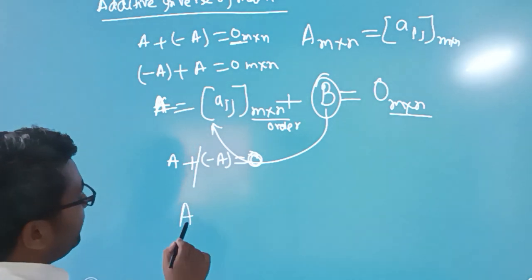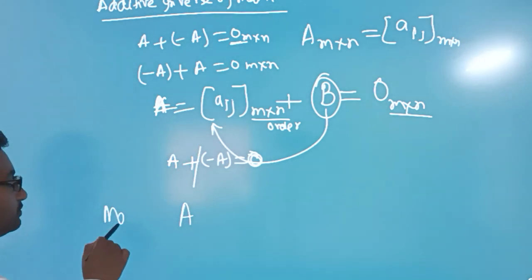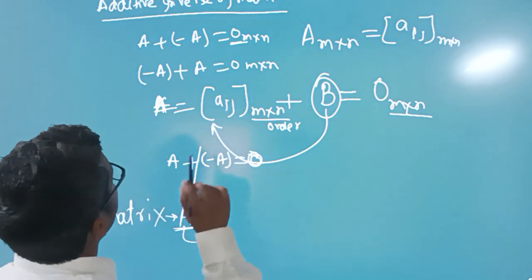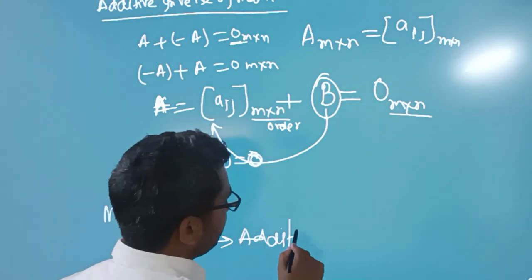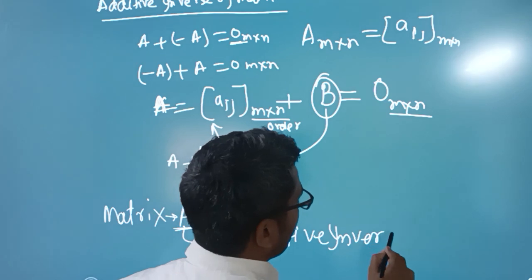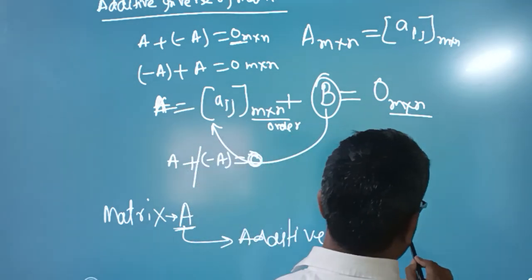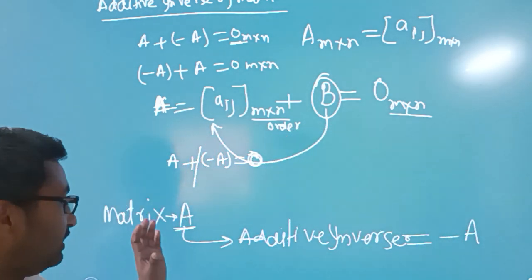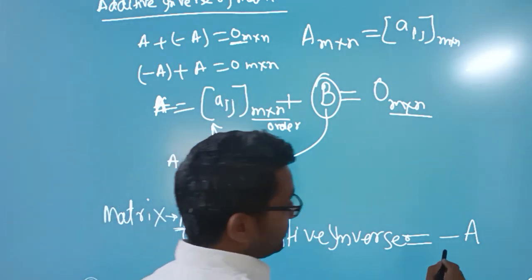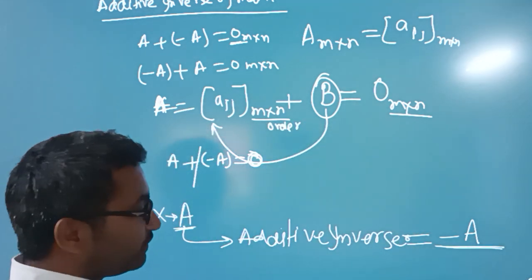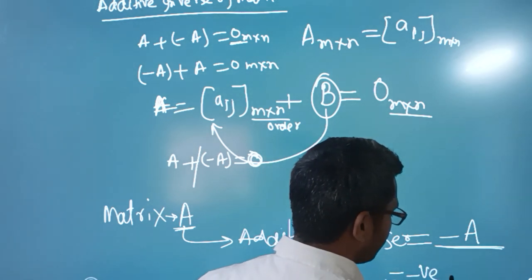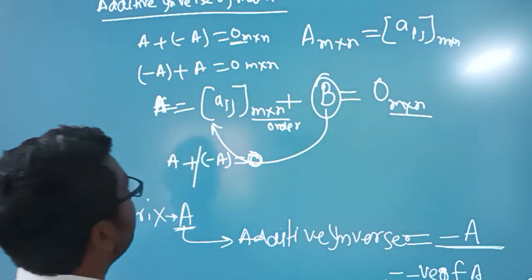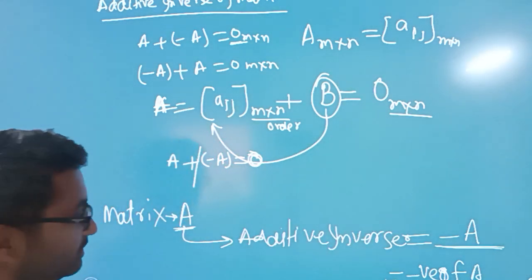So matrix A, the additive inverse of this matrix is minus A, that is the negative of matrix A. The additive inverse matrix is minus of A, meaning the negative of the matrix. That is the additive inverse of any matrix.